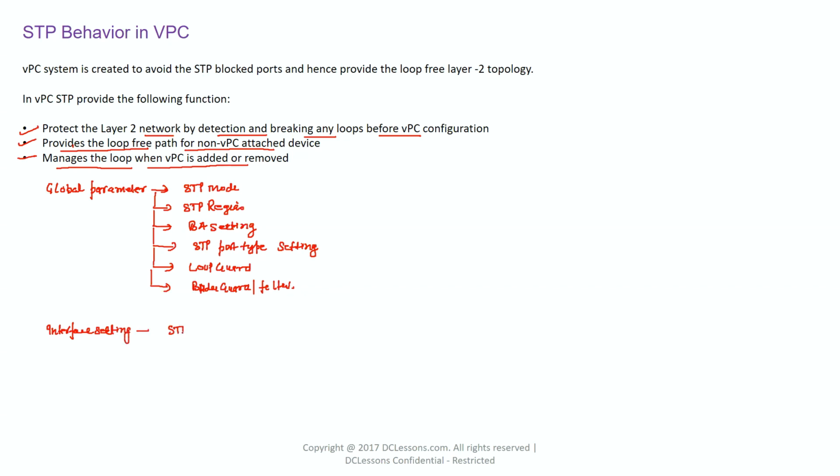And in the interface settings: STP port type, loop guard, root guard, BPDU filter, BPDU guard. Okay. And if any of the parameters is misconfigured, then a type 1 consistency error is detected, which we have already discussed in the previous sections.